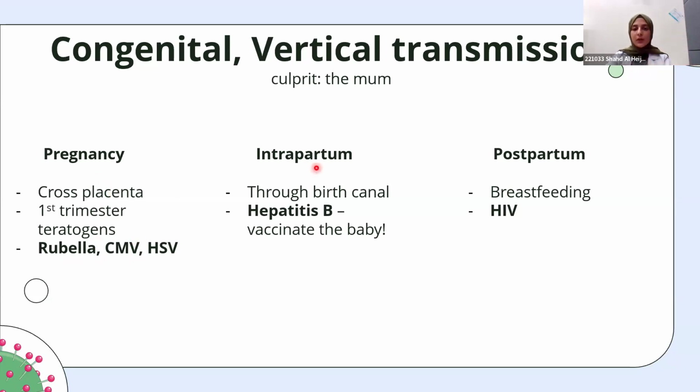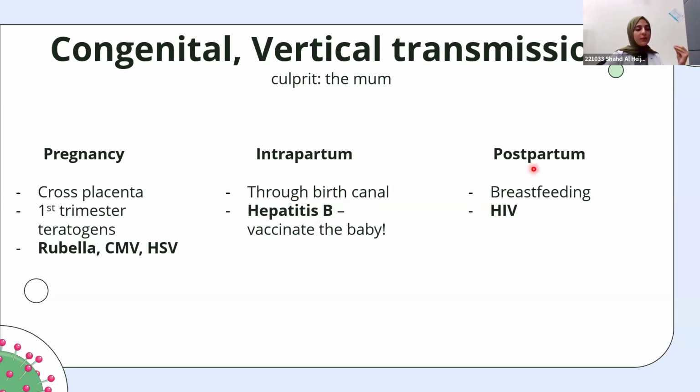Intrapartum means during birth. So it's through the birth canal. And this can be caused by hepatitis B infection. While the baby is being born, if the mother has hepatitis B, she can transmit this infection to the baby. So what we do is we vaccinate the baby as soon as they're born. We're going to talk about vaccines later on. Vaccines are scheduled at different times in the baby's life. Hepatitis B is given at different times, and the first vaccine is given at birth.